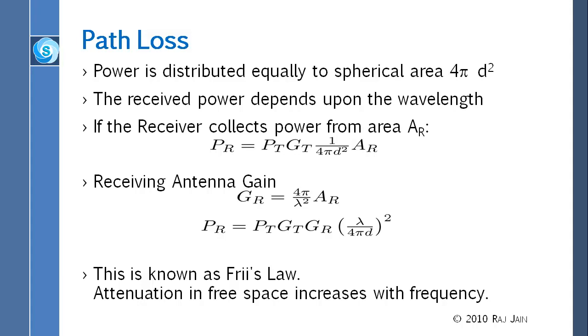And there are only so many things that are in our control. Maybe lambda is in our control. We can say, all right, we will use 2.4 gigahertz and not 5.6 gigahertz. So we have a choice of some spectrum, but other than that, the distance varies, the antennas vary, and so on.